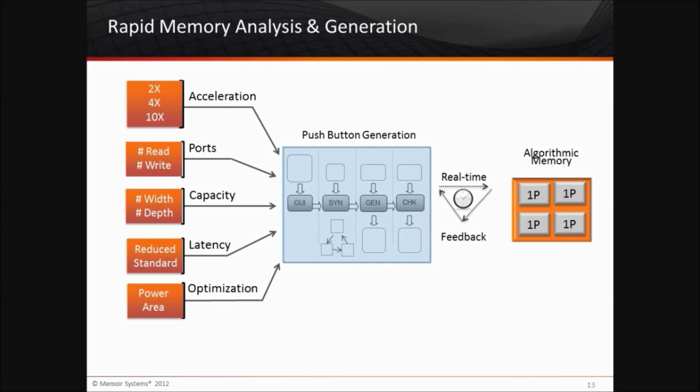You can specify the acceleration you want from a memory. You can specify the number of read and write ports. You can say, I want 2 read ports and 2 write ports into this memory. Specify your width and depth. Specify your latency. Do you want 0 cycles of latency, or are you OK with giving it a couple cycles? And then specify your optimization criterion. So you could say, build me the most area-efficient multiport, or perhaps you want something that's more power efficient. And of course, there's intermediate points in between.